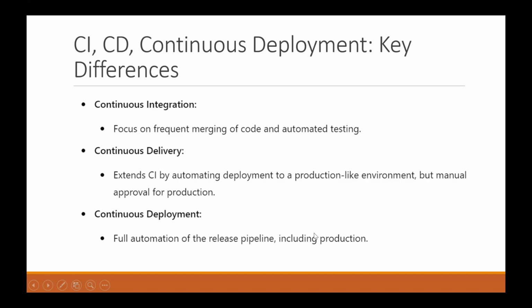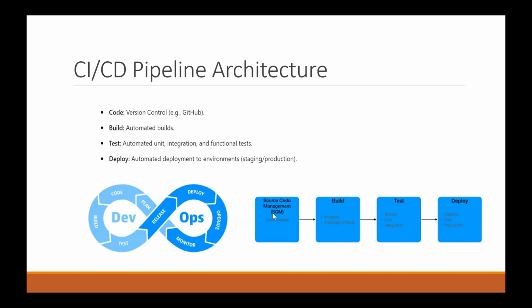Generally, we include production as well in continuous deployment. But in case of continuous delivery, we deploy the code manually, or we require manual approval for the deployment in production. But in case of continuous deployment, we deploy to Dev, QA, and all environments automatically with the pipeline, without any manual approval. This is the pipeline architecture, or you can also say the DevOps architecture.